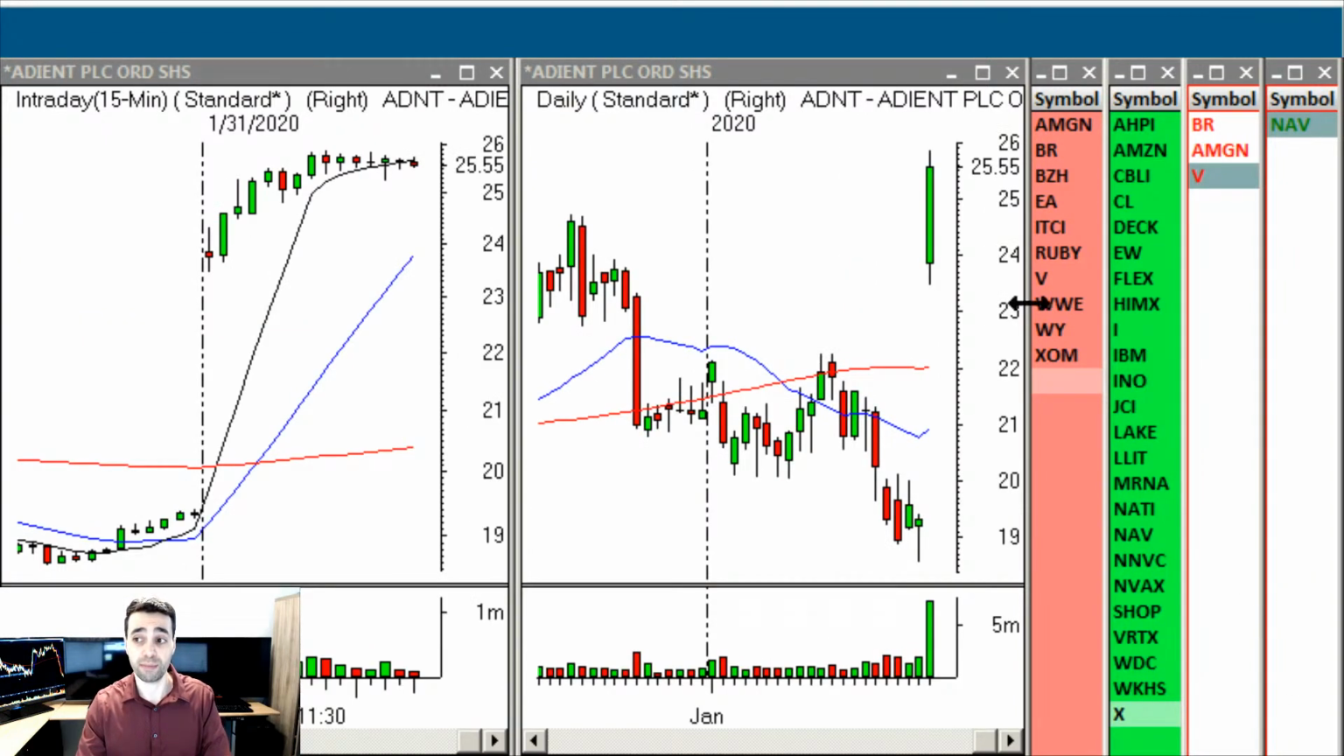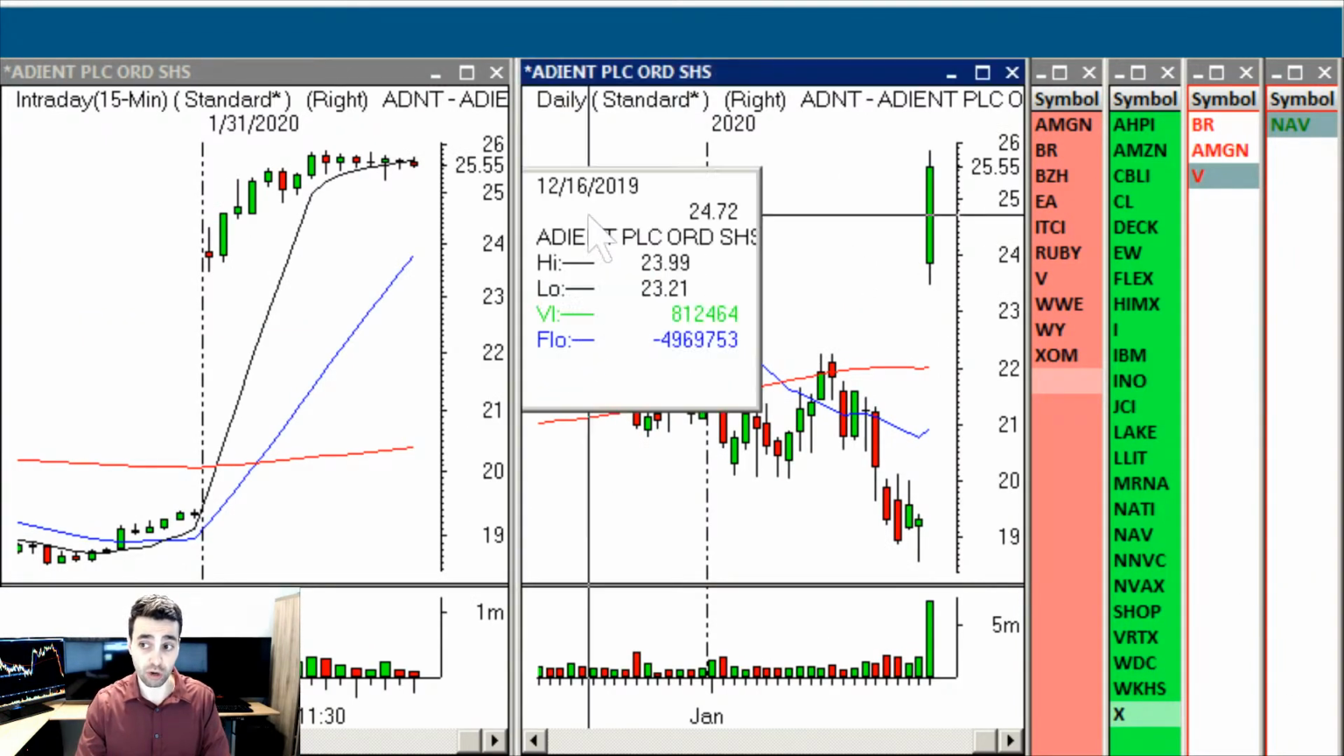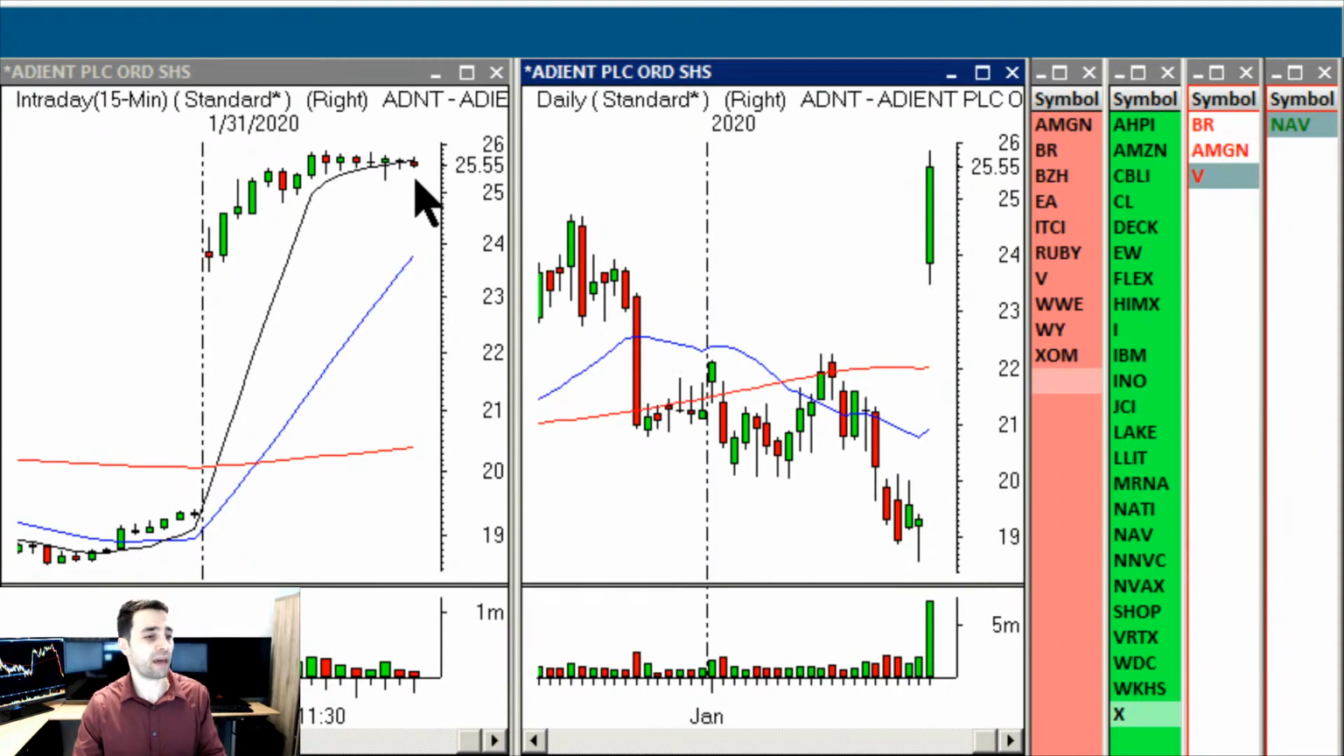ADNT. Gap, professional gap, took out resistance, and is basing at the highs. Beautiful breakout. That's a strategy, because now you have a base breakout on a professional gap. The professional gap is the strategy, and the breakout is the entry pattern. Got it?